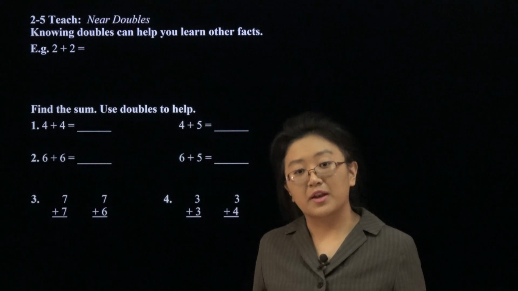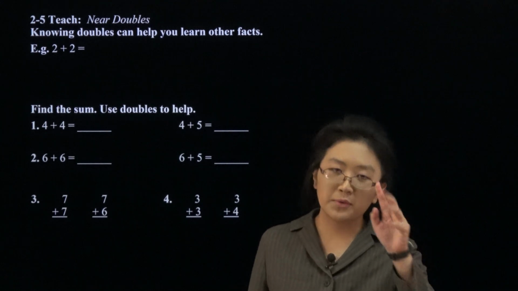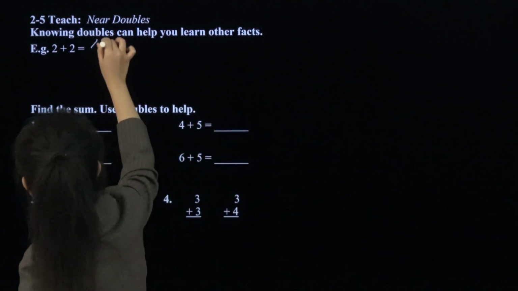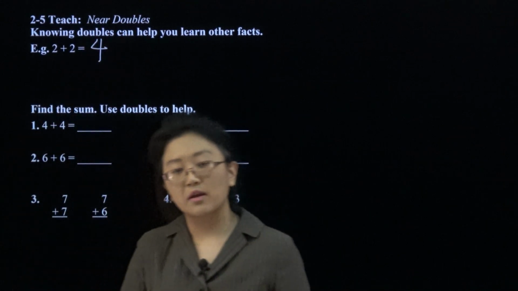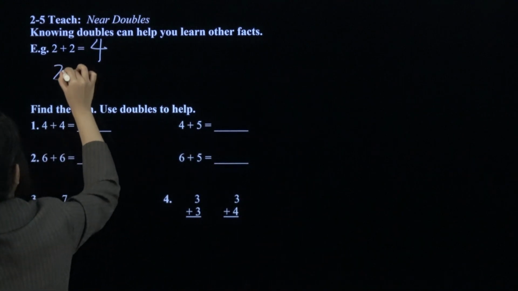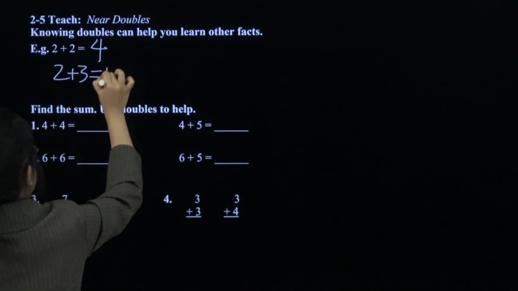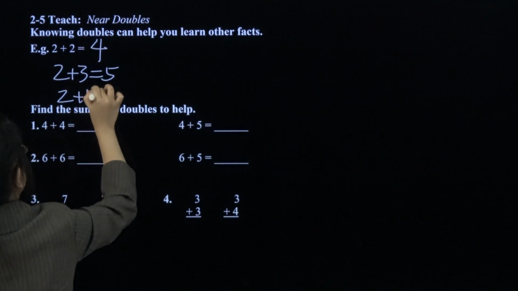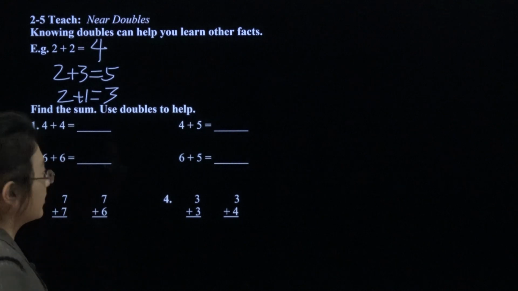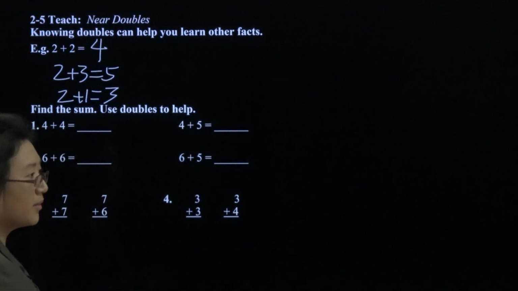So knowing doubles can help you learn some other facts, such as if you know 2 plus 2 equals 4, then you also know that 2 plus 3 is 1 more than 4, which is 5. And you also know that 2 plus 1 is 1 less than 4, which is 3. Alright, so let's find the sum of these and use some doubles to help.